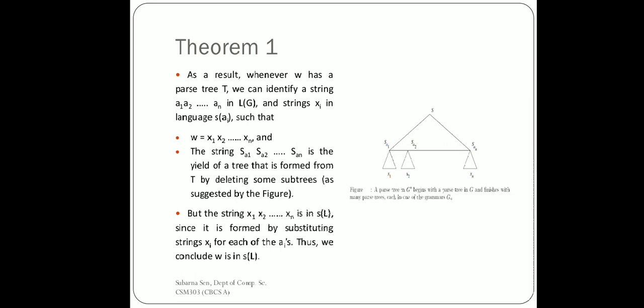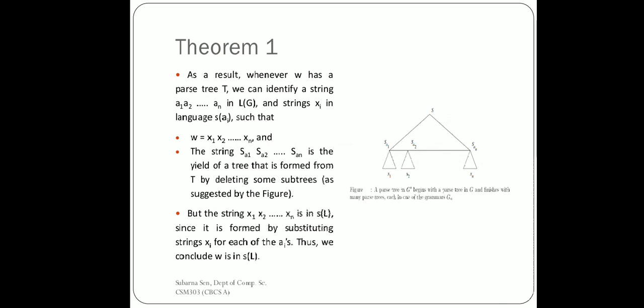Say we have a string A1, A2 up to An in L(G), and the string xi is in the language of SAi, such that W equals x1, x2, up to xn, and the string A1, A2, up to An is the yield of the tree that is formed from T by deleting some subtrees. That means we have deleted the original productions from G, and we have substituted these strings. And again, this string x1, x2, up to xn is in S(L), since it is formed by substituting the string xi for each ai. Thus we have concluded that W is in S(L), right?